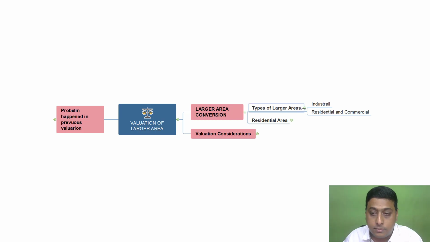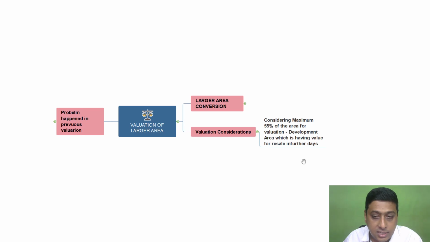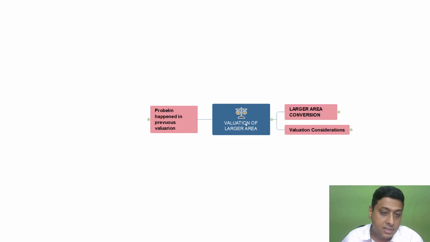So this is the residential area and type of the larger area. Then the valuation consideration, as I already told, is that we have to consider a maximum of 50 to 55% of the area. That is called the development area, which has value for resale in future days. So we can resell it. That is the valuation consideration we are doing.